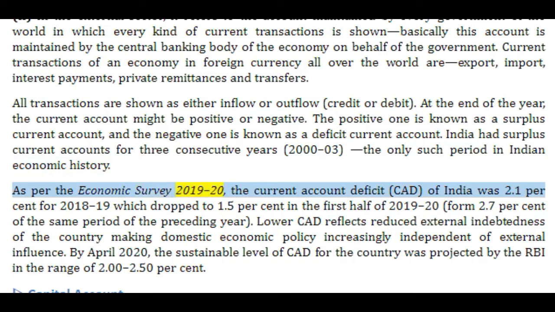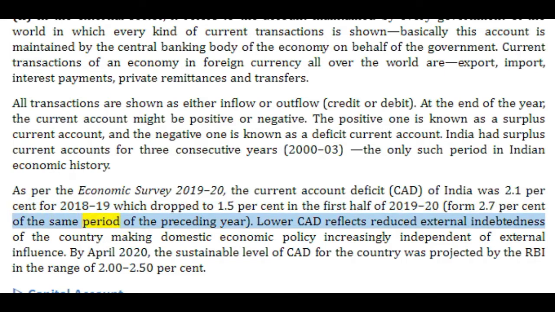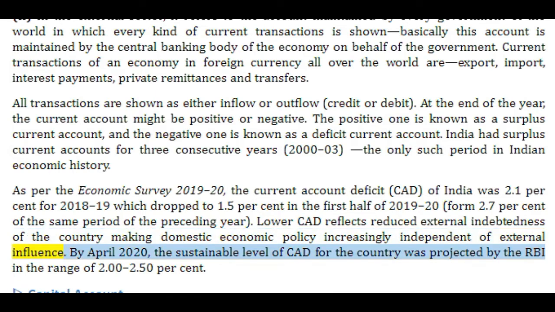As per the Economic Survey 2019-20, the current account deficit (CAD) of India was 2.1% for 2018-19, which dropped to 1.5% in the first half of 2019-20, from 2.7% of the same period of the preceding year. Lower CAD reflects reduced external indebtedness of the country, making domestic economic policy increasingly independent of external influence. By April 2020, the sustainable level of CAD for the country was projected by the RBI in the range of 2.00 to 2.50%.